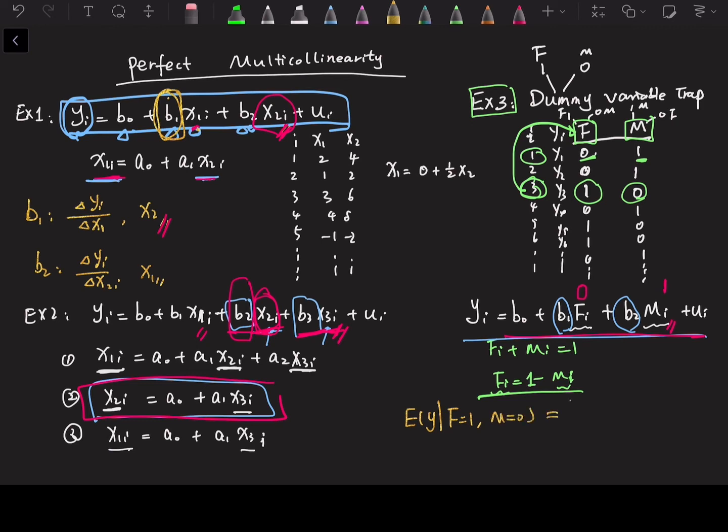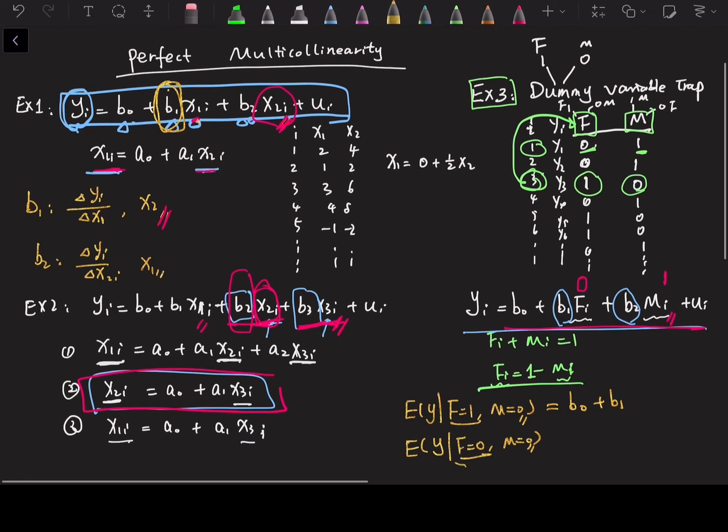You know that equals b0 plus b1. And now you want to look at the expected value of y given female is 0 and holding male is 0. You want to hold the other variable constant to look at the effect of changing f on y. But look at this: female is 0, male is 0. There's no people falling in this category.